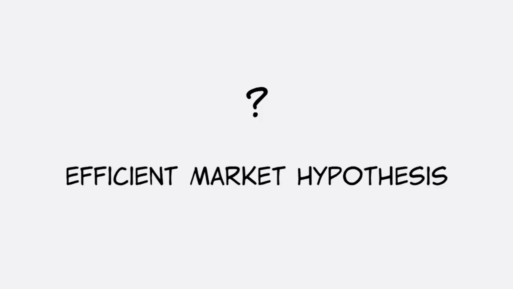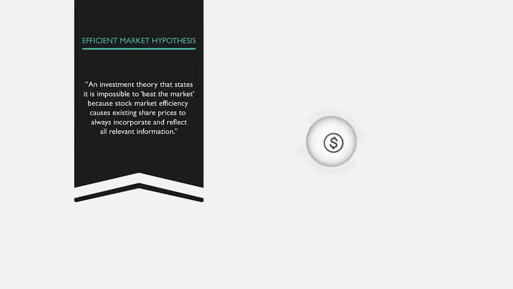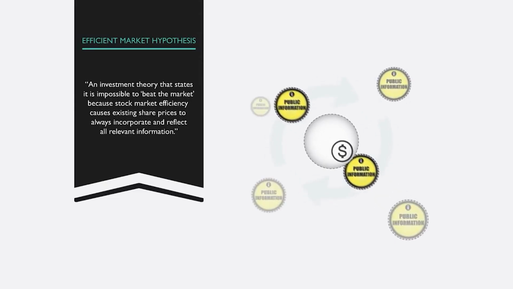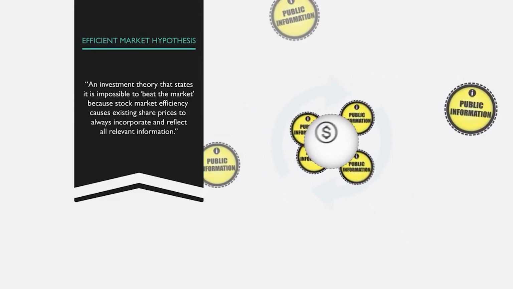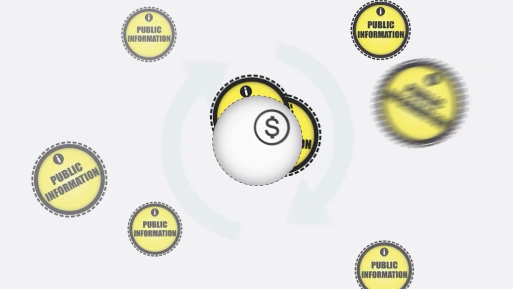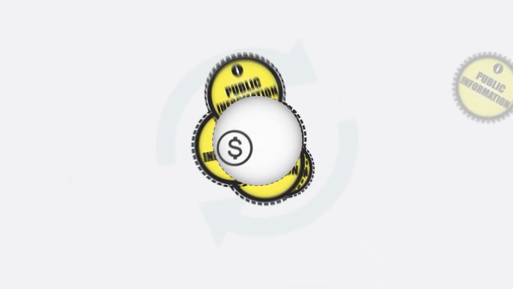What is the efficient market hypothesis? The main idea behind the hypothesis is that the prices of traded assets, such as stocks, already reflect all publicly available information. And thus, if you're investing based on publicly available information, you won't be able to systematically outperform the market over time. Think about it this way.